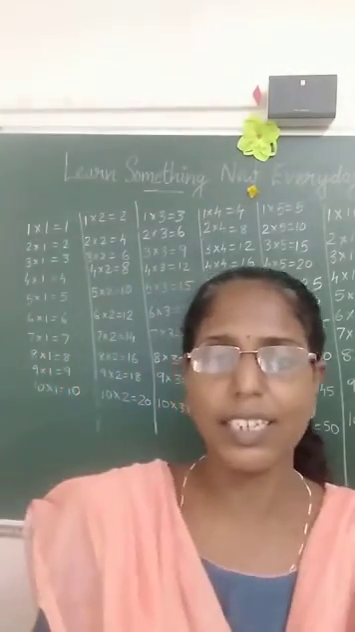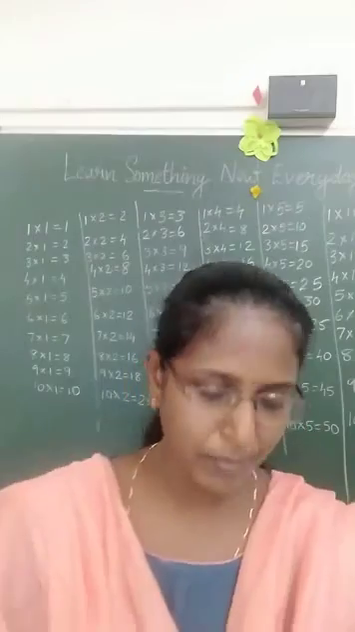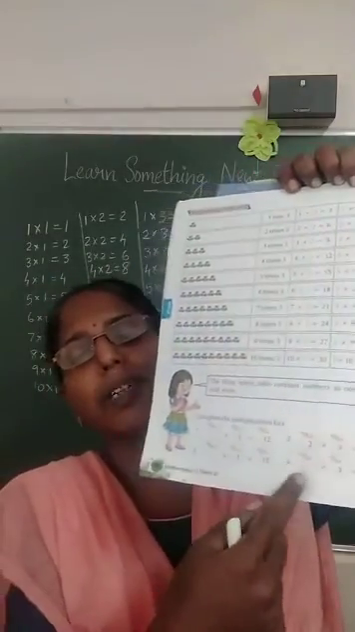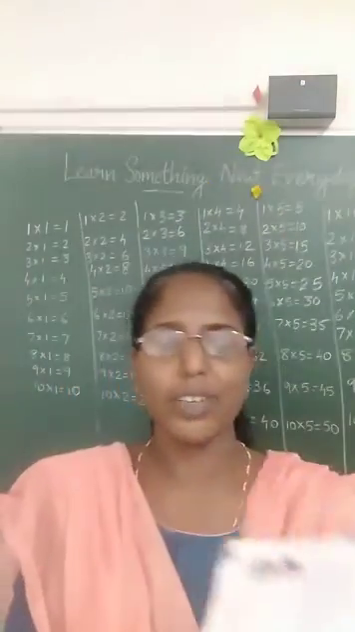Then let us see the table of 4. And before that, this is the table of 3 in your book. And you have to complete the exercise here. Okay.